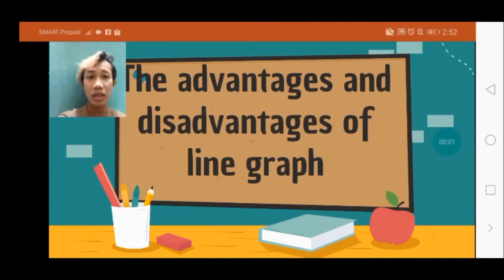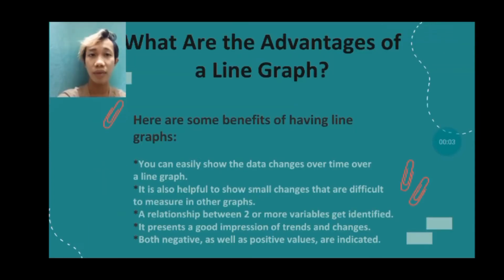The advantages and disadvantages of a line graph. Here are some benefits of having a line graph. You can easily show data changes over time on a line graph. It is also helpful to show small changes that are difficult to measure in other graphs. A relationship between two or more variables gets identified. It presents a good impression of trends and changes. And lastly, both negative as well as positive values are indicated.